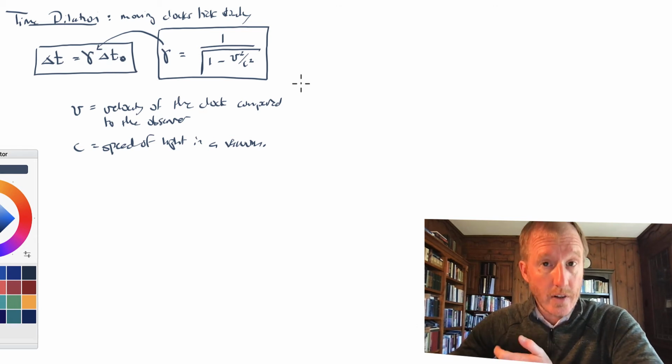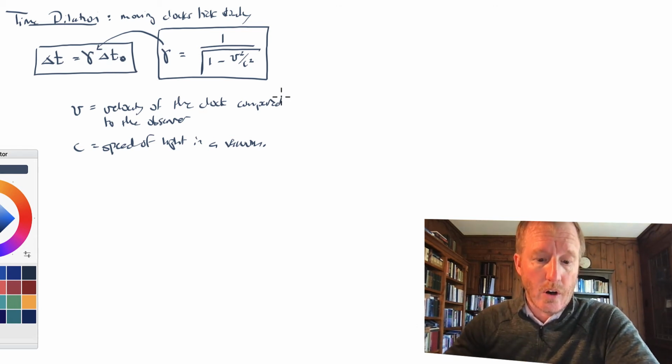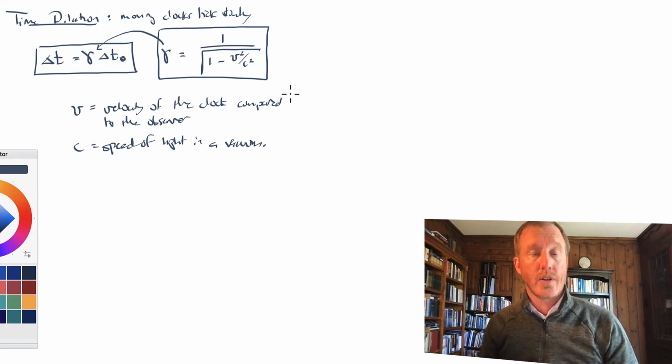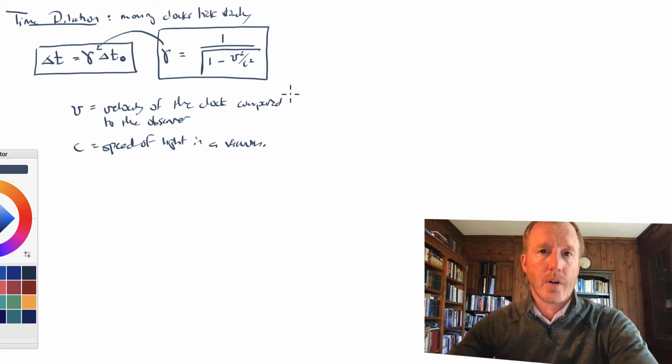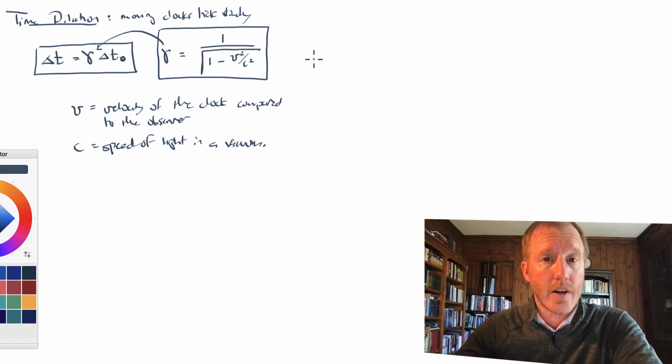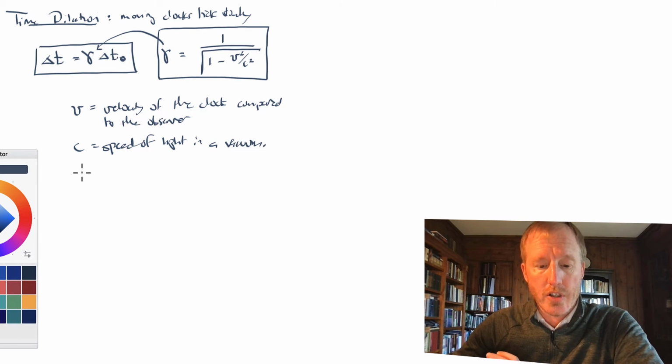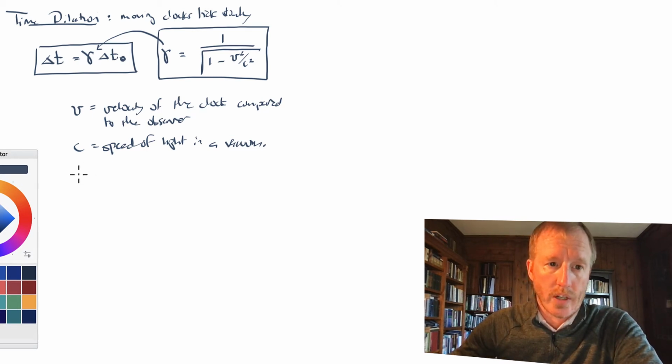Now, the difficulty in solving problems like this always has to do with identifying which observer is measuring delta t naught and which one is measuring delta t. If you can identify that, you can solve problems like this. So let's just go through and define what we mean by delta t naught and delta t. I'll give a kind of a formal definition of each of these, and then we'll work out a problem to show how this kind of thing works out.